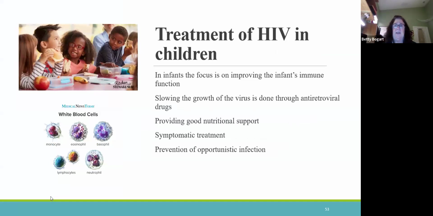So, as I said, HIV, improve that immune system, give good nutrition, right? Don't have good nutrition, the body's not going to work for you. And then, of course, this is symptomatic treatment. And then, of course, try to prevent this child from getting diseases, good hand washing.